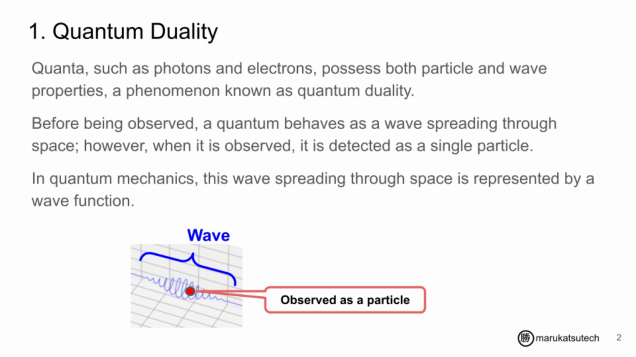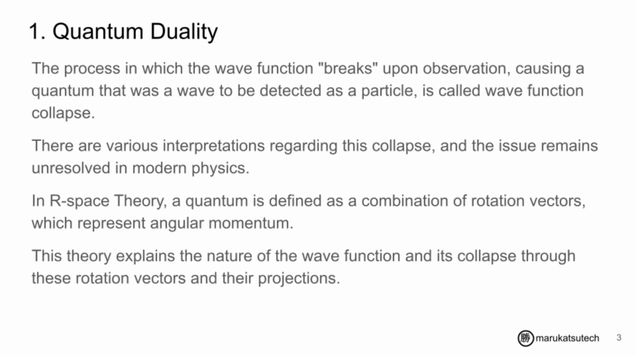Quanta, such as photons and electrons, possess both particle and wave properties, a phenomenon known as quantum duality. Before being observed, a quantum behaves as a wave spreading through space. However, when it is observed, it is detected as a single particle. In quantum mechanics, this wave spreading through space is represented by a wave function.